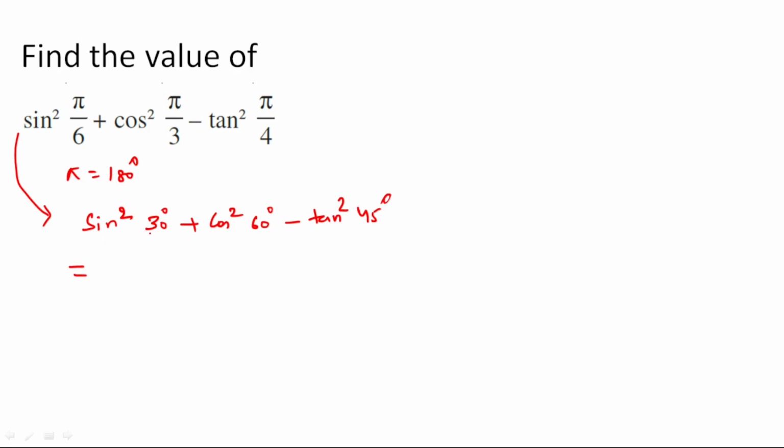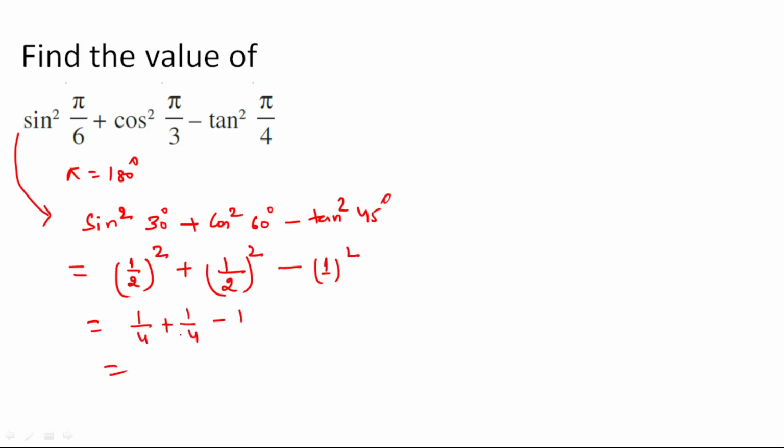So sin 30 is 1 by 2 whole square, plus cos 60 is also 1 by 2 whole square, right? Sin 30 is equal to cos 60, that is 1 by 2, and minus tan 45 degree, that is 1, so 1 square. So here we have got 1 by 4 plus 1 by 4 minus 1. 1 plus 1 is 2 by 4, which is 1 by 2, minus 1, and we have got minus 1 by 2 as the answer. So in this way there are many trigonometric functions.